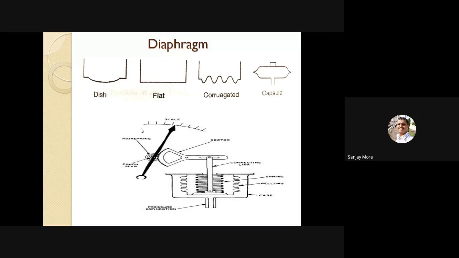Completed. Anyone please reply. Diagram completed or not? Please reply.